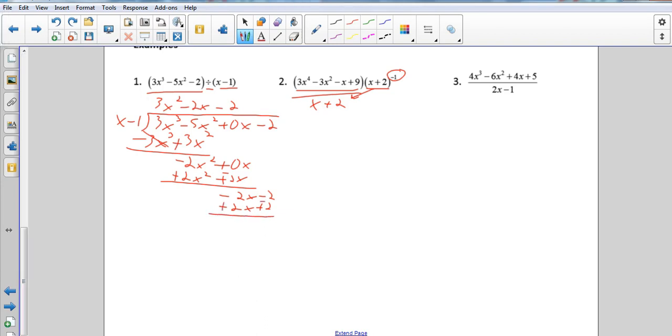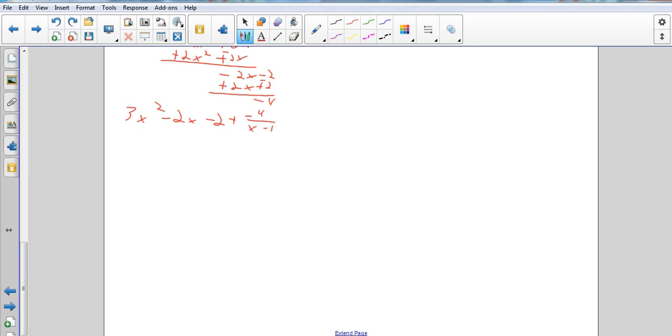So I'm going to change the signs. That gives me negative 4. And there's my answer: 3x squared minus 2x minus 2 plus negative 4 over x minus 1. Now, synthetic division.